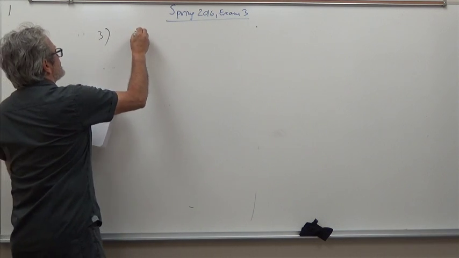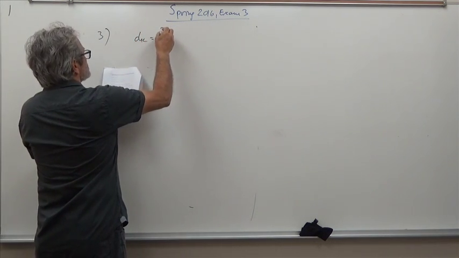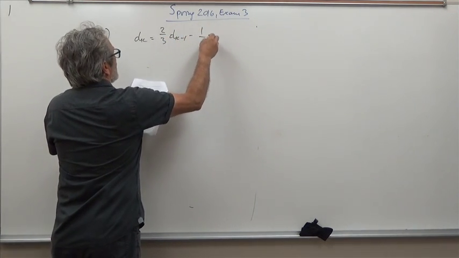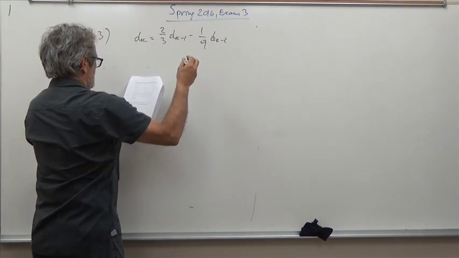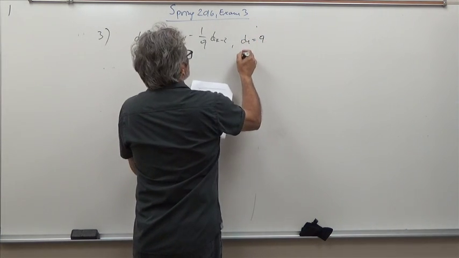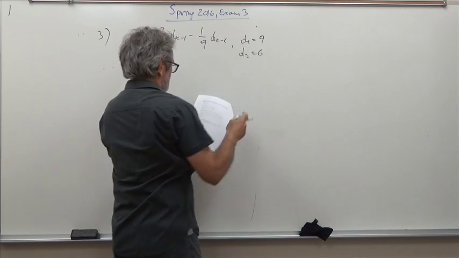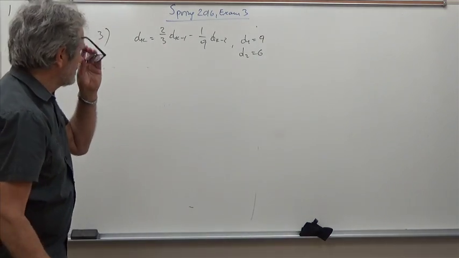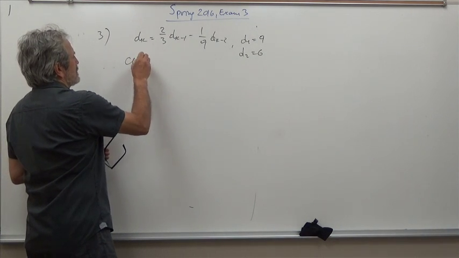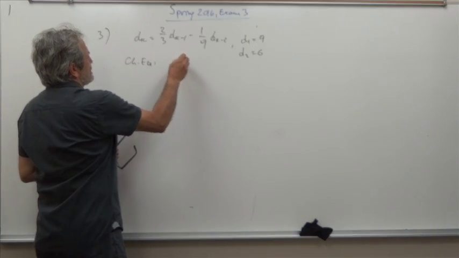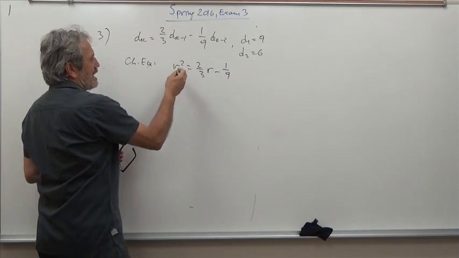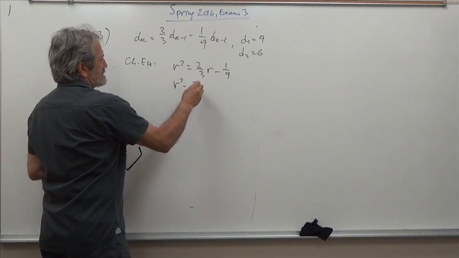So, here's the sequence: dk equals 2/3 dk-1 minus 1/9 dk-2. Conditions are d1 equals 9, d2 equals 6. And we want the explicit formula, standard thing, we do the characteristic equation. What would that be? r squared equals 2/3 r minus 1/9 on the other side.